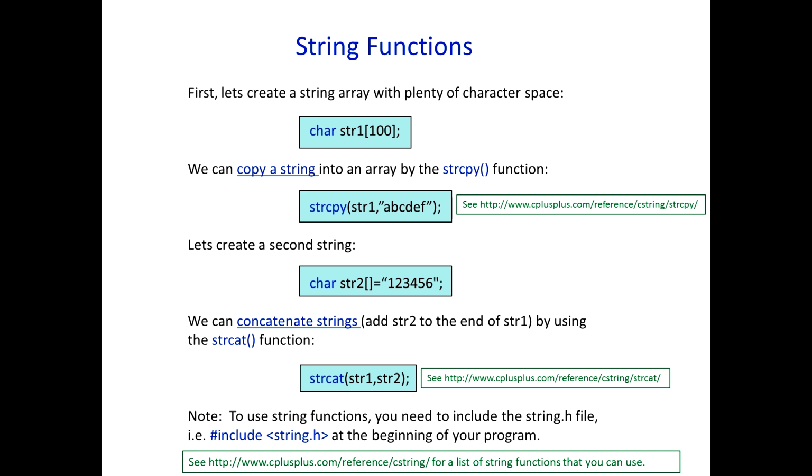Okay, so there are a number of string functions that we can use. So let's look at a couple of them. First, let's create an array with plenty of character space. So for instance here, we will leave room for up to 99 characters, because we always need the one at the end to be the null character. So we can copy a string into the array with the string copy function. Here we tell it the array where we want the string put, and now we give it the arbitrary string enclosed by the double quotes, and that will be copied to that string.